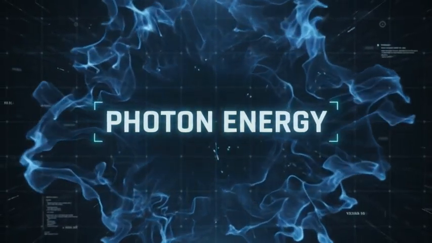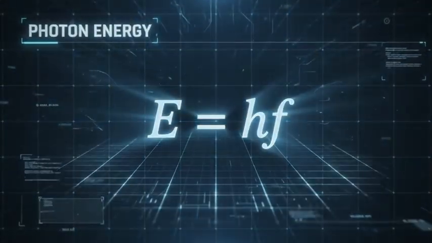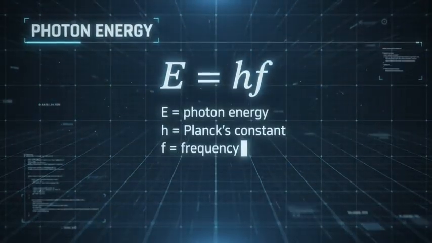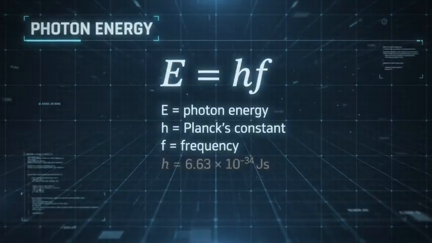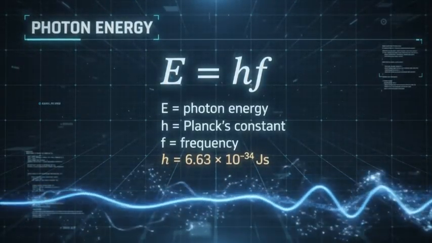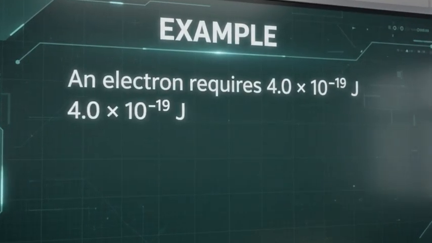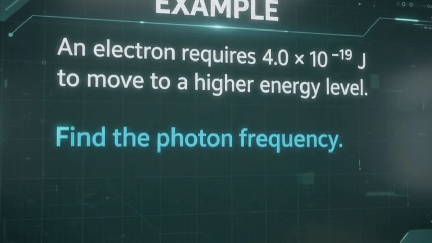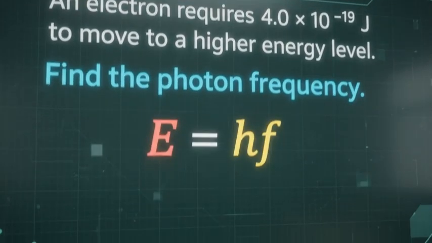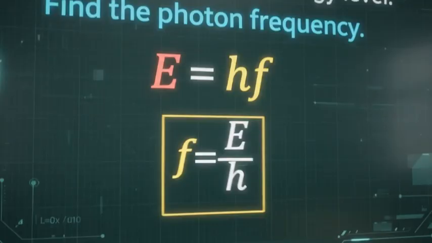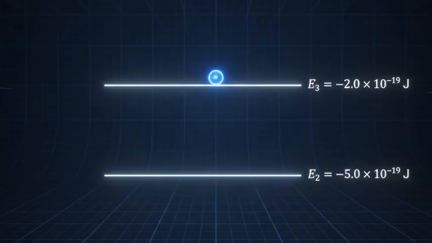The energy of a photon is given by E equals hf, where h is Planck's constant and f is the frequency of the radiation. For example, an electron requires 4 times 10 to the minus 19th joules to move to a higher energy level.